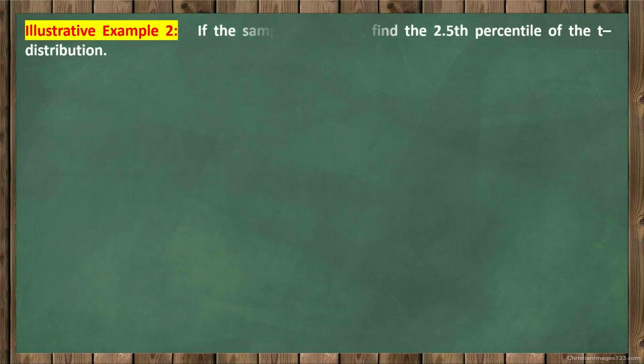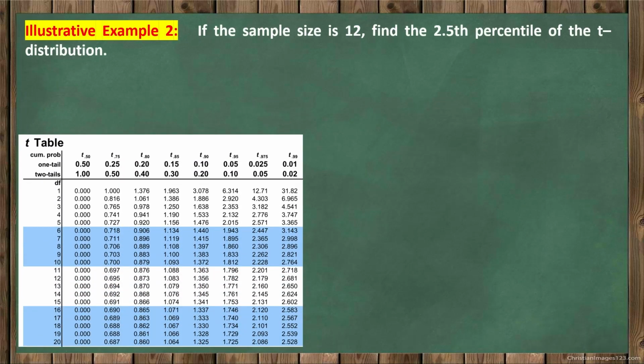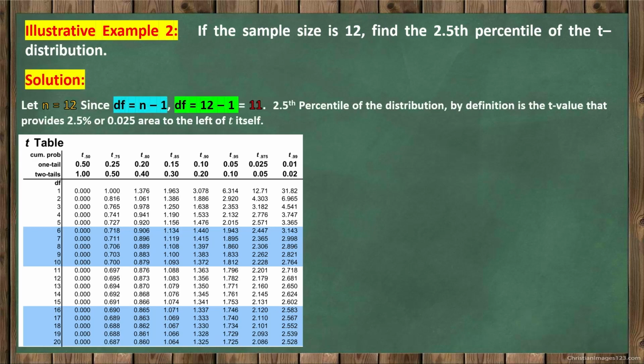So, now, let's go to illustrative example number 2. In this case, class, if the sample size is 12, find the 2.5 percentile of the t distribution. So, let's write the given. Let n be equal to 12. Since the degrees of freedom is equal to n minus 1, then the degrees of freedom is equal to 12 minus 1, which is equal to 11.